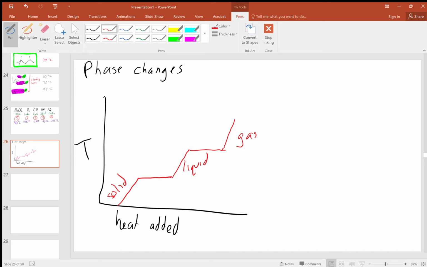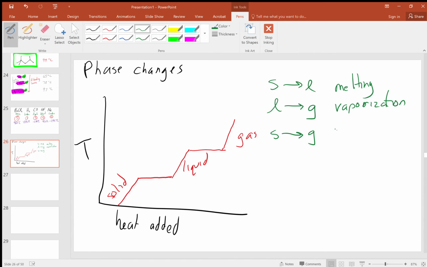So what are the names for each of our phase changes? We can go from solid to liquid, which is melting, liquid to gas, or vaporization. And then of the three phase changes that require heat to be added, the one that we see least often, solid going directly to gas. And that's known as sublimation.